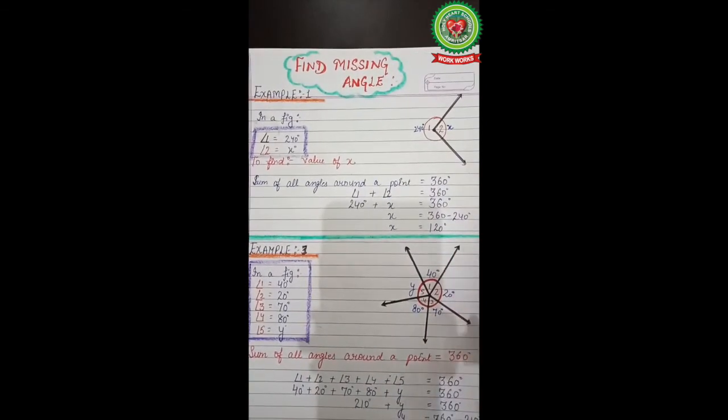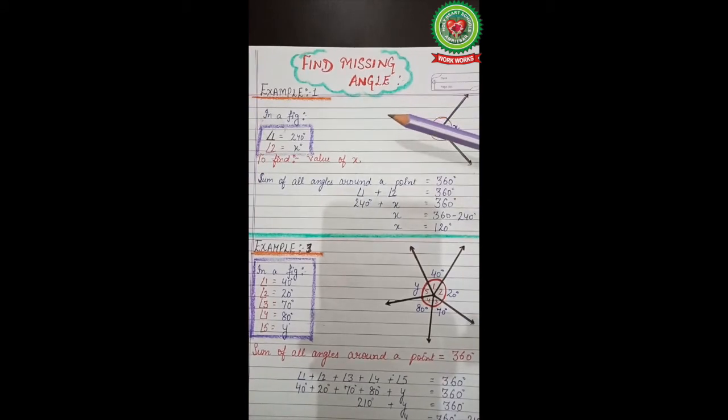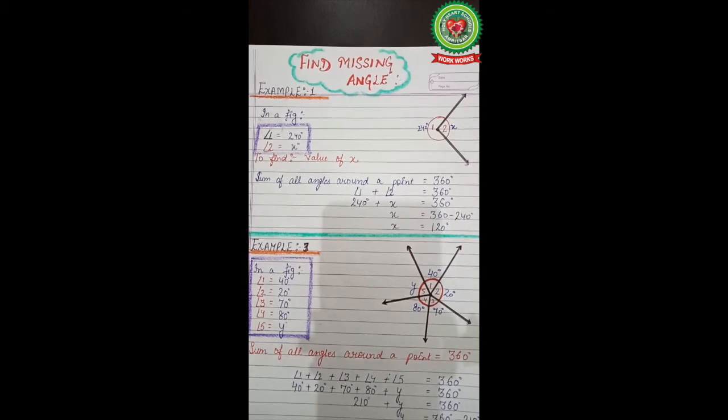Here you can see that there are questions of finding missing angles, right? Now we have the first example. In this first example, you can see that there are two rays. These two rays are making how many angles? They are making two angles. What was the first step? You have to draw the figure. What was the second step? You have to give the numbering to the figure. I have given the numbering to the figure as angle 1 and angle 2. Angle 1 is 240 degrees and angle 2 is x. I have also written here angle 1 is equal to 240, angle 2 is equal to x degrees.